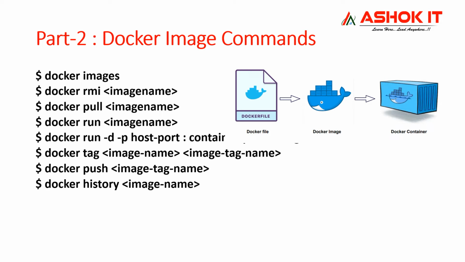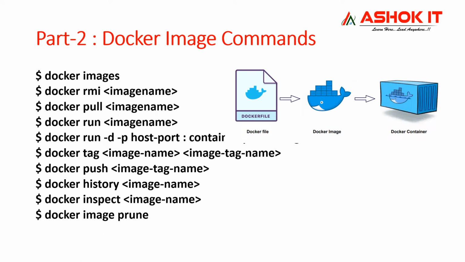docker history command: if you want to check the history of your Docker image, like when we copied it and when we pushed it, all the events of that image we can get using the history command. docker inspect command: if you want to see the low level information of the Docker image, we can go for the inspect command. docker image prune: if you want to delete all unused Docker images, then you can go for the docker image prune command.